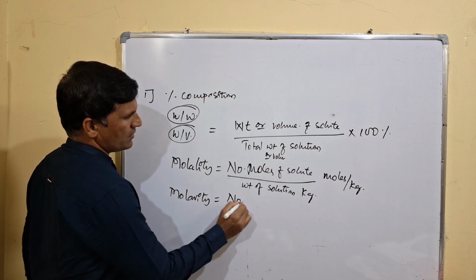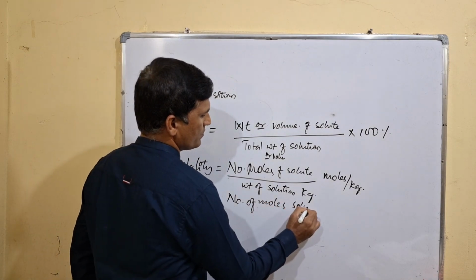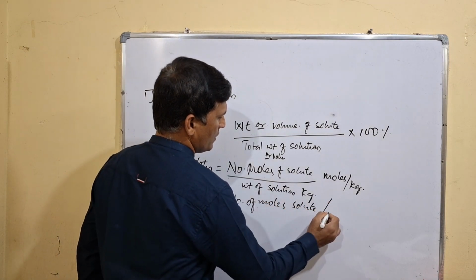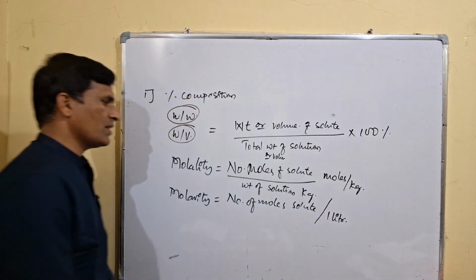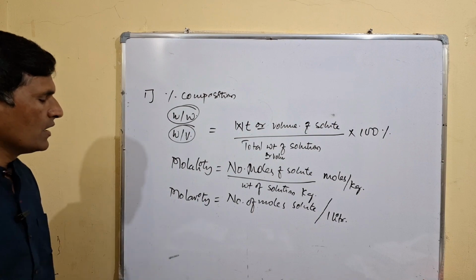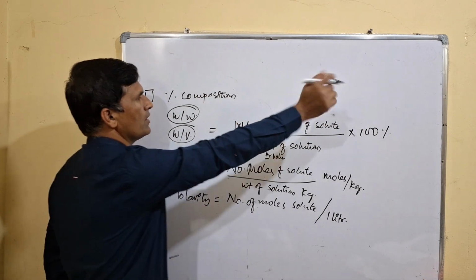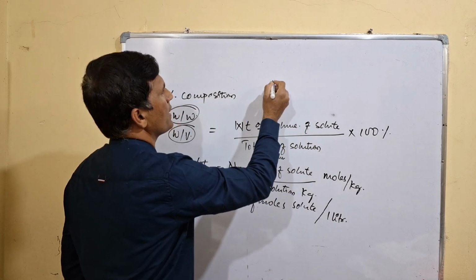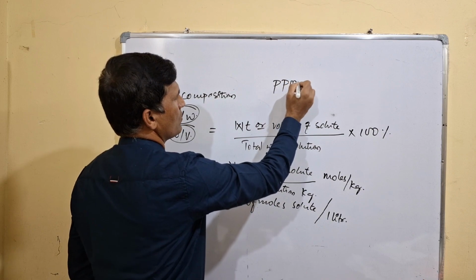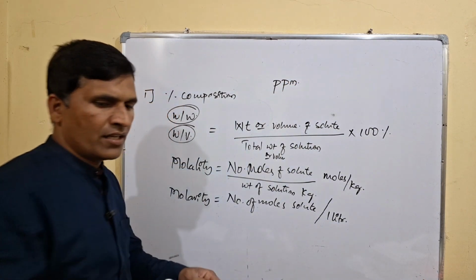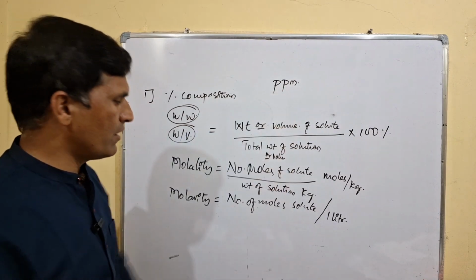So it is nothing but number of moles of solute to the volume of the solution in terms of liter, moles per liter. Okay, so like that, molarity, and followed by that, you may get questions on molality and parts per million. Very dilute solutions we express in terms of parts per million. One problem we will take on this also.